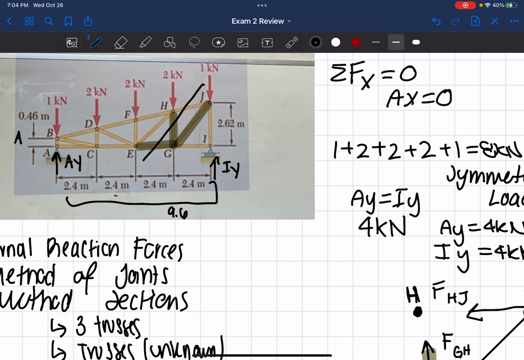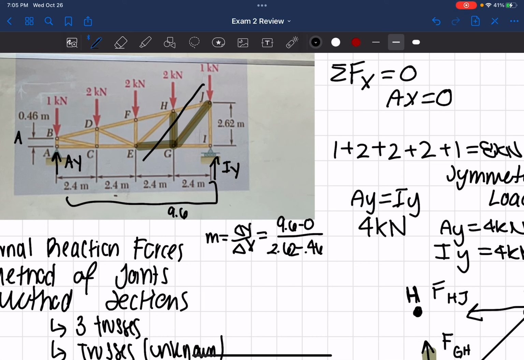Let me move this. M is equal to delta y over delta x. So we're going to do y final minus initial, y final minus initial. So 2.62 minus 0.46, 9.6 divided by 2.16. This is not right.